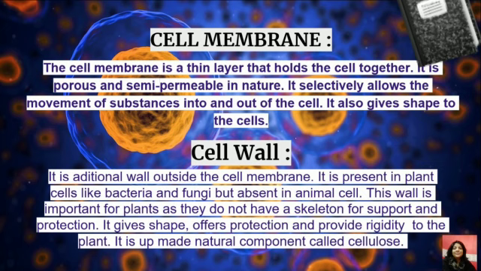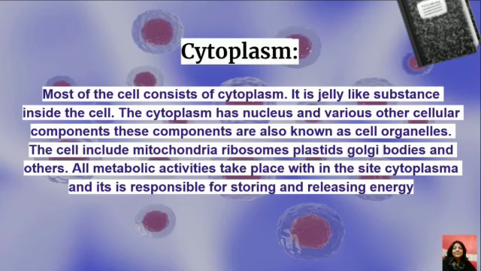Second is cell wall. It is additional wall outside the cell membrane. It is present in plant cells like bacteria and fungi but absent in animal cell. This wall is important for plants as they do not have a skeleton for the support and protection. It gives shape, offers protection and provides rigidity to the plant. It is made up of natural component called cellulose.